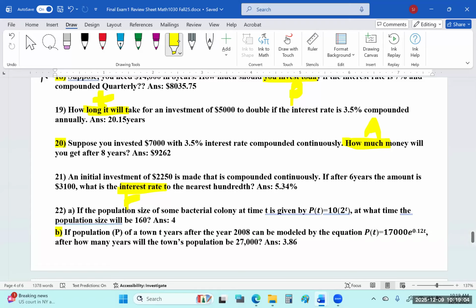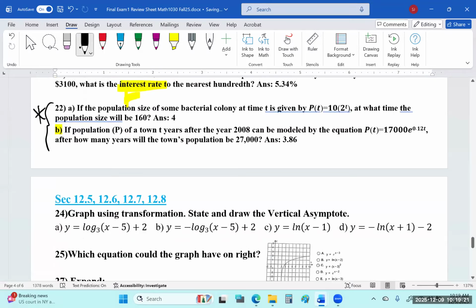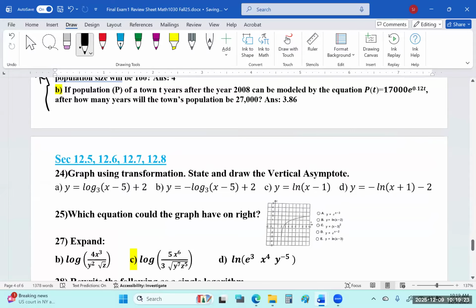And nowadays they start giving one of these or sometimes both of them, where you're going to use exponential to find the life of some bacteria or something like that. Now for transformation, either log or exponential, okay? One of these transformations. For example, they ask you this type of question. They give you the graph and you identify its equation.